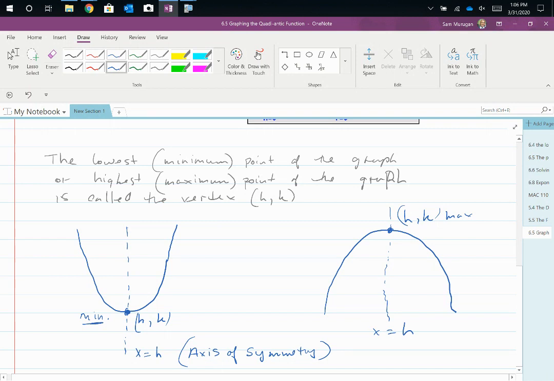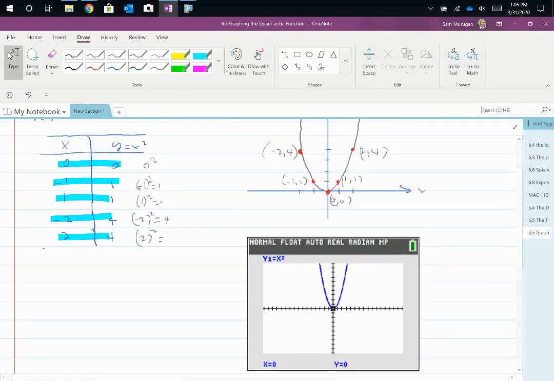What that axis of symmetry does is divide the graph into two equal mirror images for the x values. The same number of points to the left and the same number of points to the right. As you can probably see from this graph here, where we went 2 points to the left and 2 points to the right.